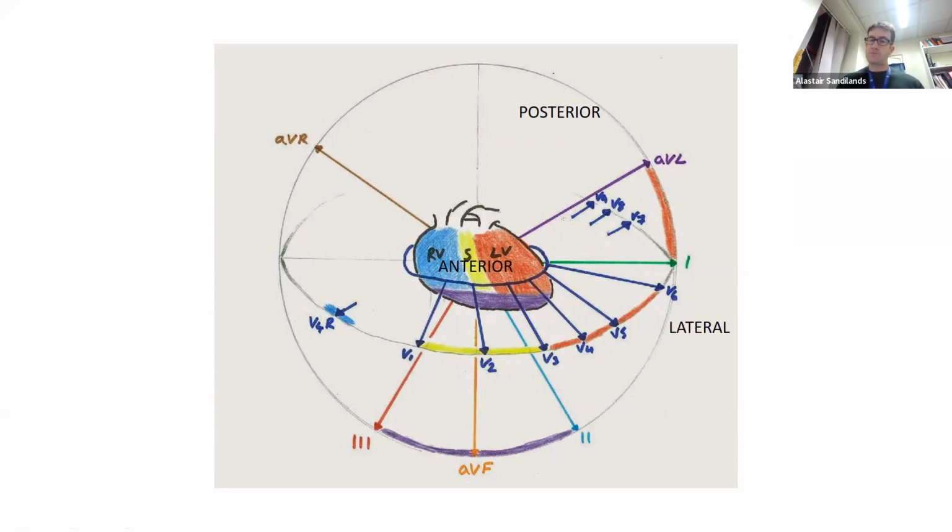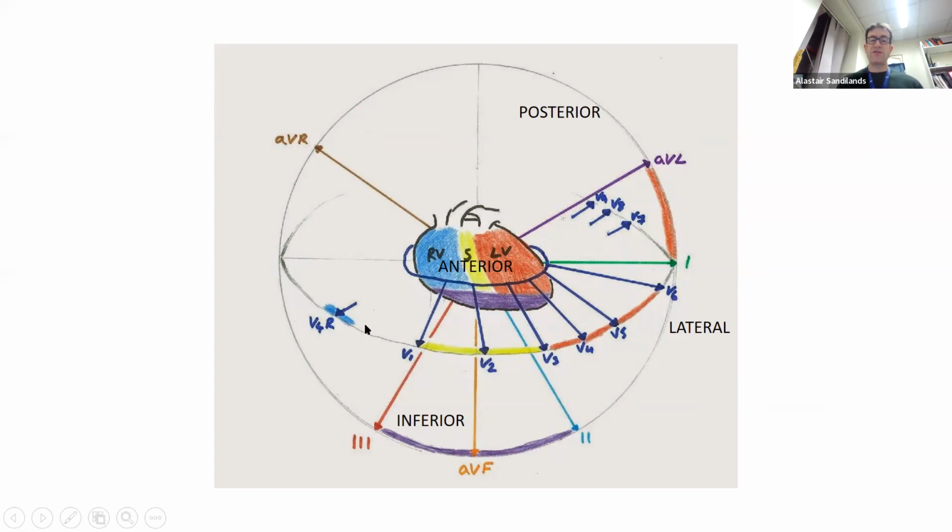Okay. The lateral wall is made up of V5, V6, 1, and aVL. And again, could be the circumflex artery, depending how it comes down around the heart and around the lateral wall. It could be part of the left anterior descending and early branches of the left anterior descending, such as the first diagonal. The inferior wall is made up of 2, 3, and aVF.